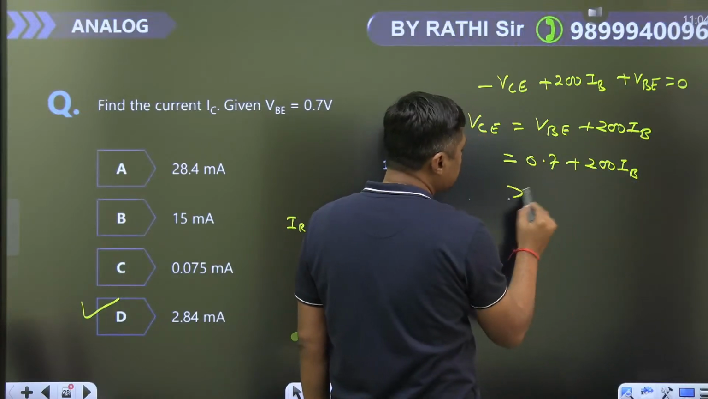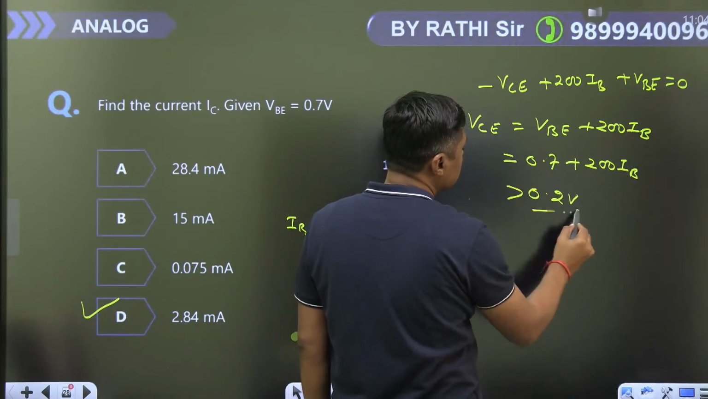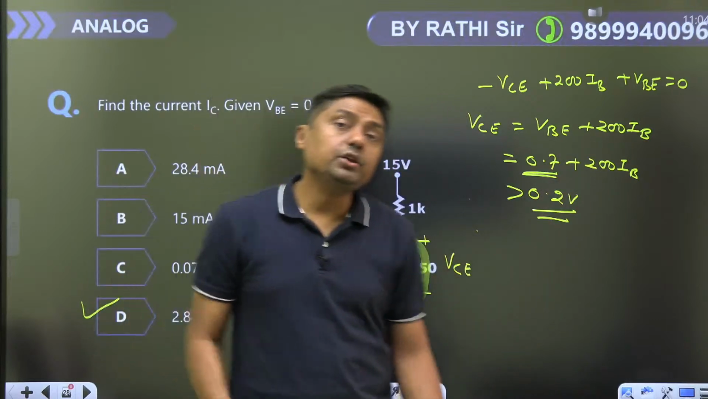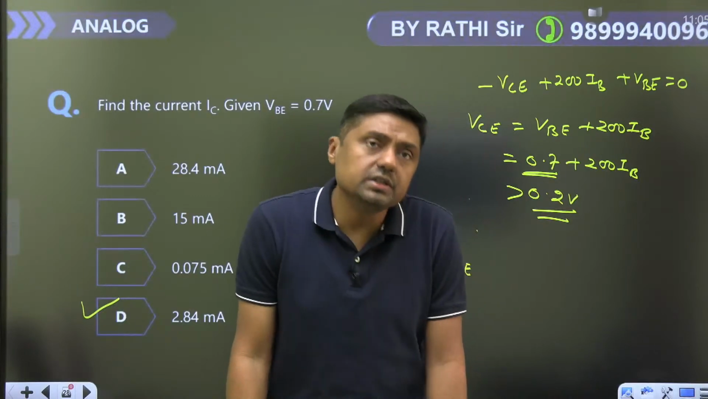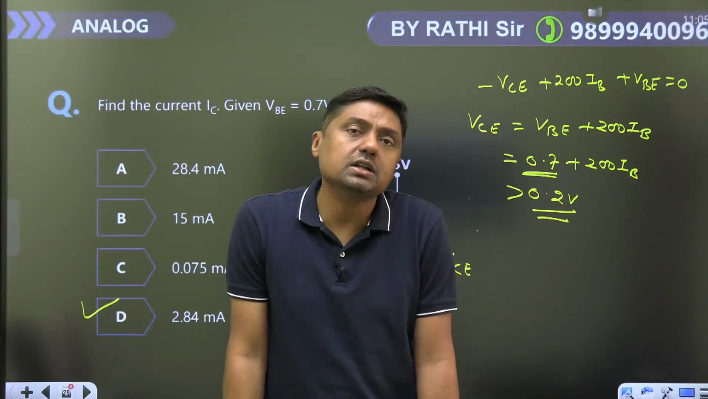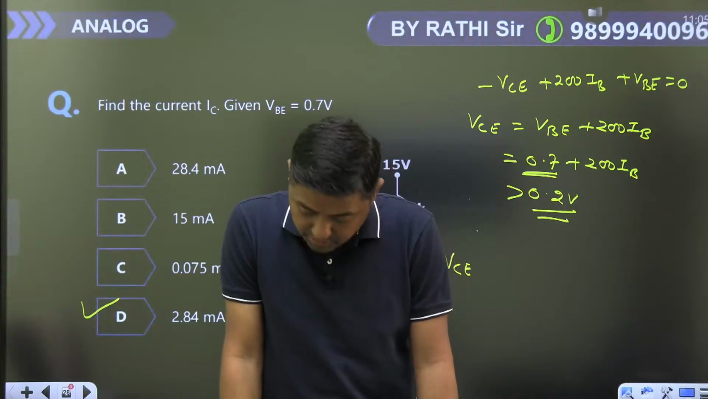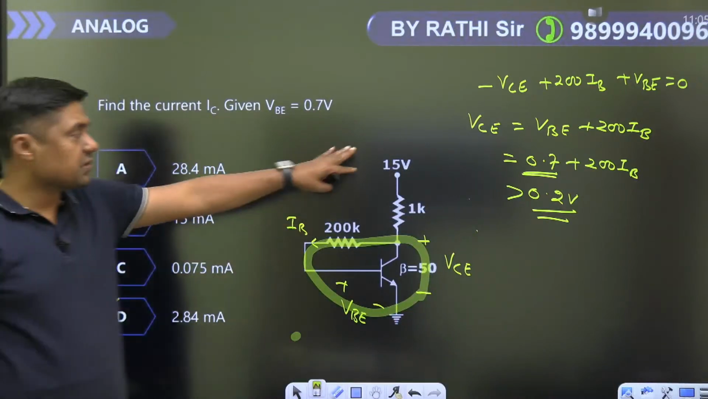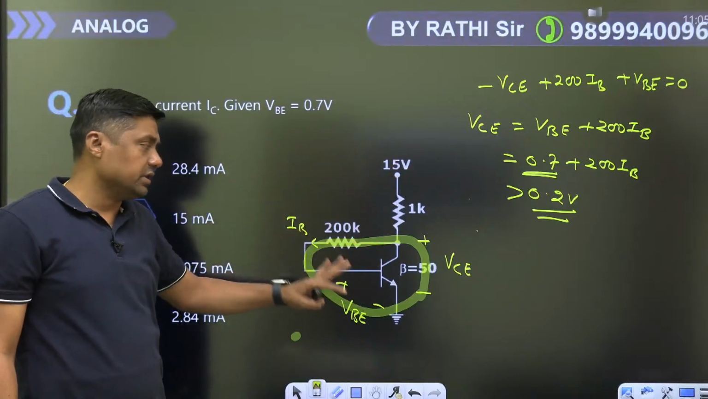Guys, it is always greater than what? 0.2 volt, because it is 0.7 plus something. So no need to check. When the collector is connected to base, definitely the transistor will be in what? Active region. It is not in the saturation region. If you are giving sufficient voltage, it will be in active region.